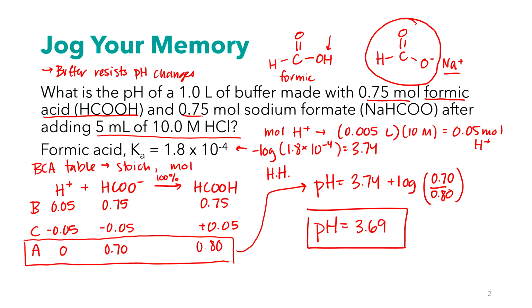So even though I added in 5 mL of a really strong acidic solution, my pH has only changed by 0.05. That's the effect of the buffer there. It doesn't let the pH change very much. It resists that change.